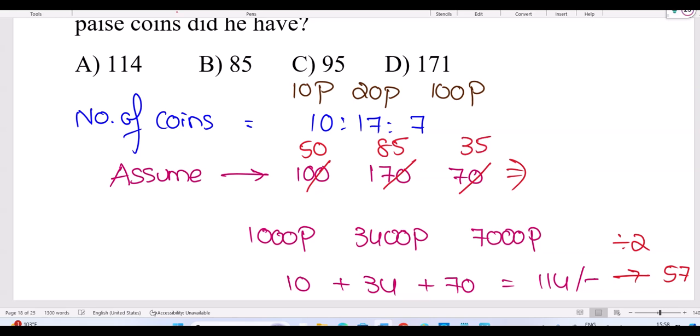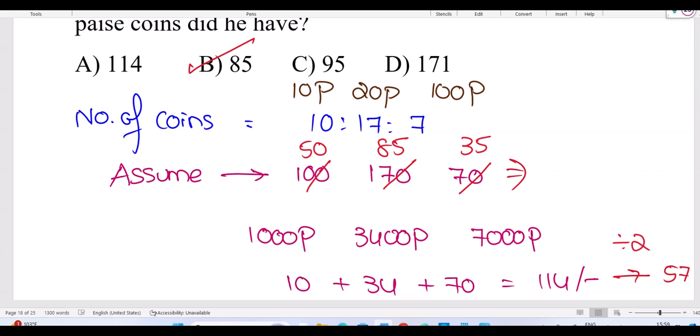The question is regarding how many 20 paise coins? 85. How many 10 paise coins? 50. How many 100 paise coins or 1 rupee coins are there? 35. We assume some value. Some people assume it as 10, 17, 7. You can do it like that also. You get some value less than 57, then you need to multiply by something to get 57. Then you do that correction.